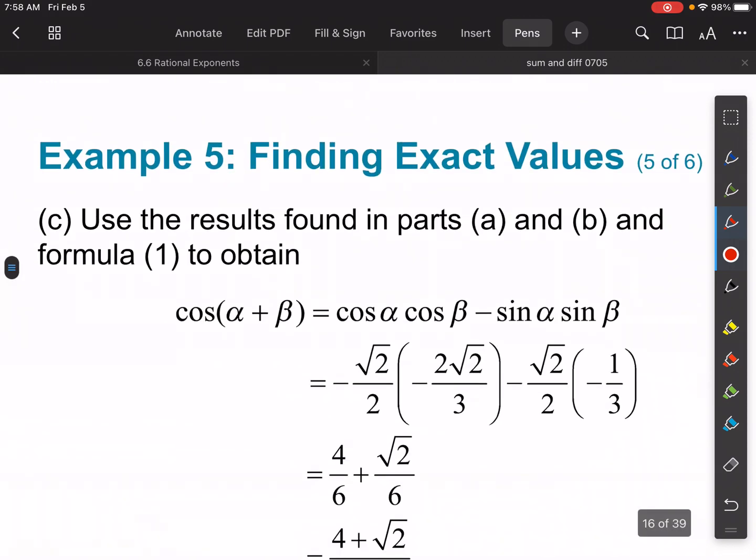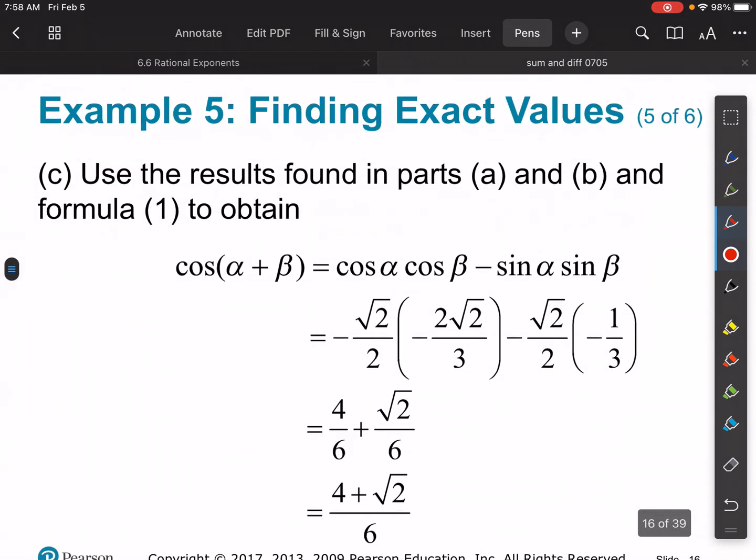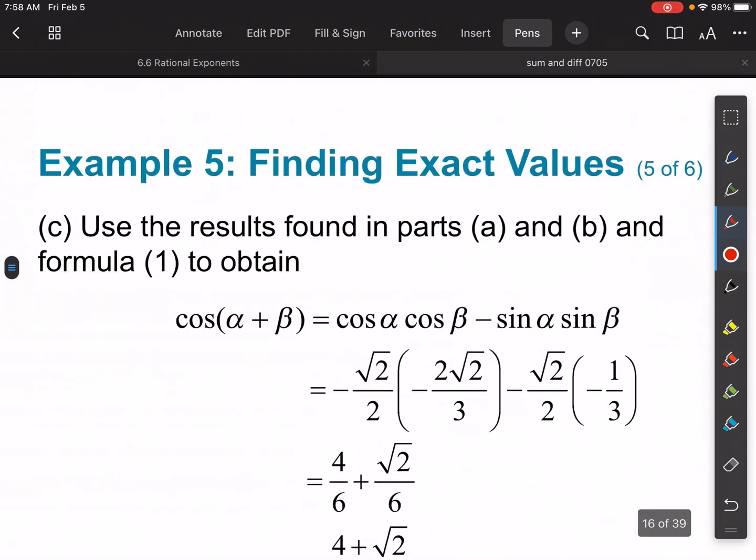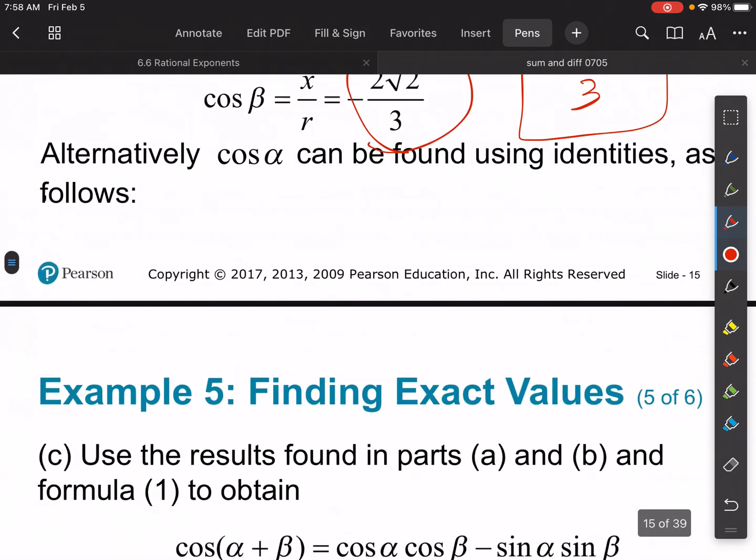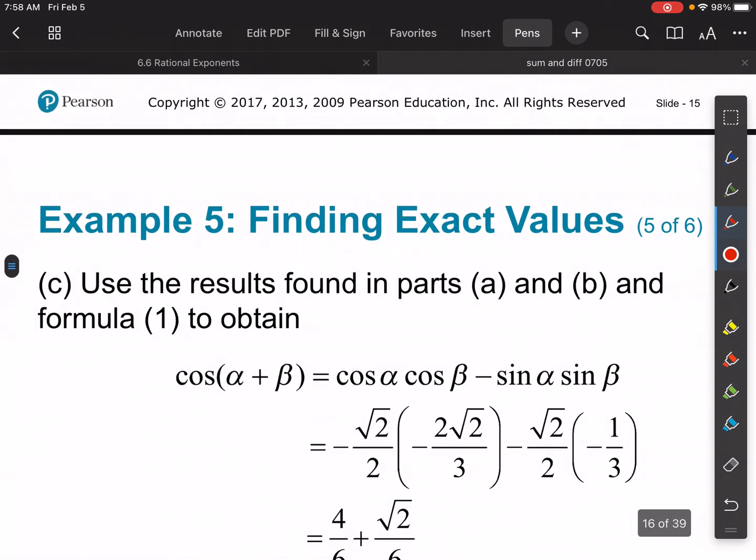Okay, so for part C, the last two parts here now are, can we use what we just found to plug into our sum and difference formula? So do I know what the cosine of alpha plus beta is? So again, we go to our definition of the sum of a cosine. It's cosine of alpha times the cosine of beta minus the sine of alpha times the sine of beta.